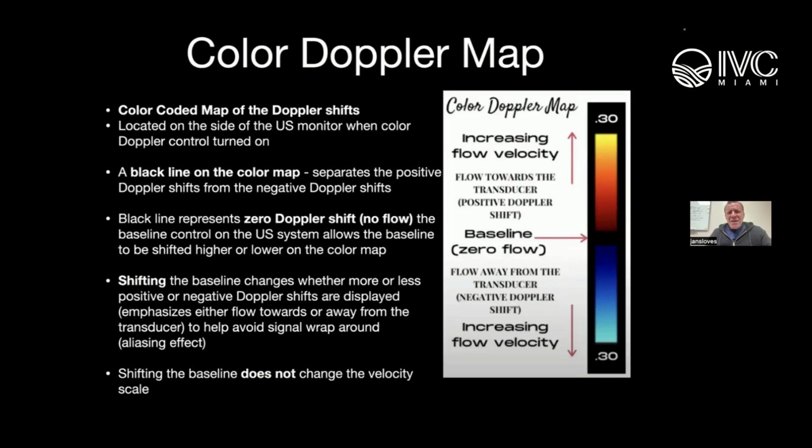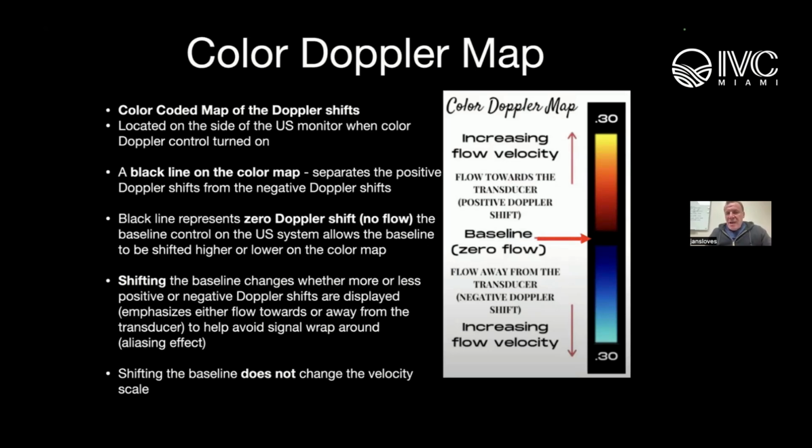So with that, I thought, let's really break down the whole everything with color. So here we have a color map, and I thought this is a great place to start, right? So this color-coded map is really about the Doppler shift. It's located on the side of your ultrasound monitor when you activate and put on the color on your system. Now, I want to bring your attention to this black line, right?